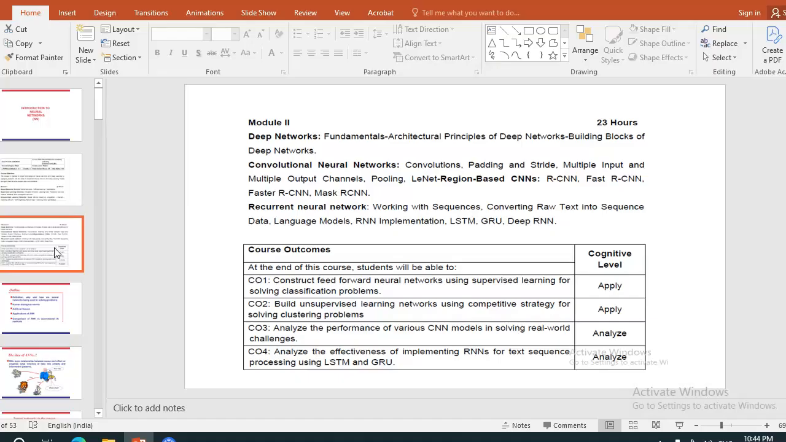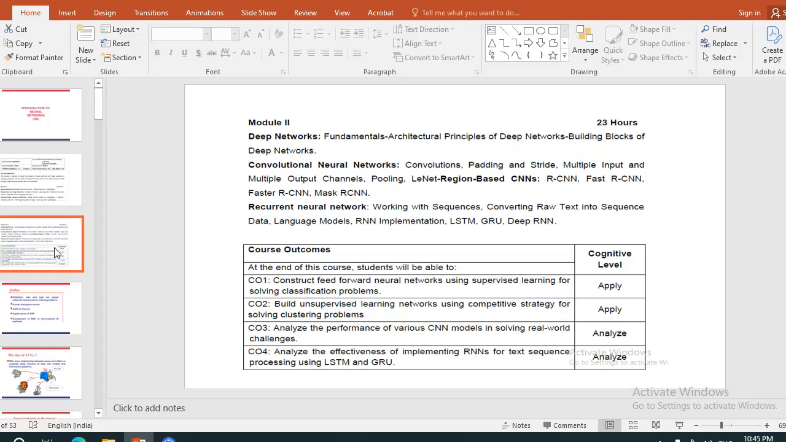And next, a very important one: we are going to study convolutional neural networks. This is a basic deep learning model which we use in many applications. Here we are going to discuss what is convolution, what is padding, what is stride, then multiple input and multiple output channels, then pooling, then lineage. This we are going to study.